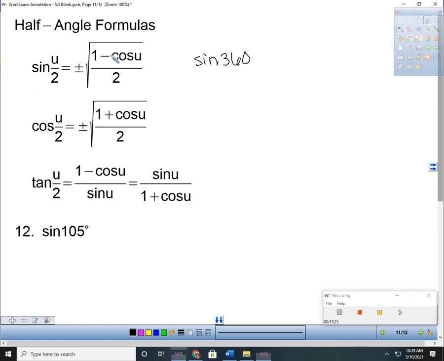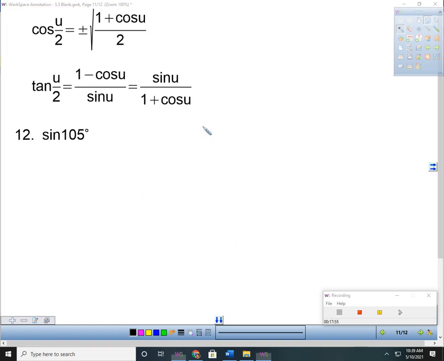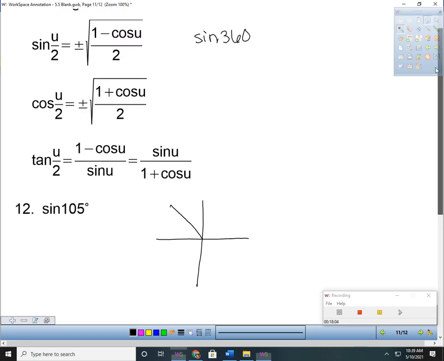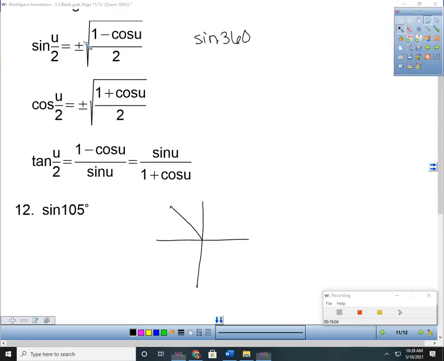So my half angle formulas are listed here. Tangent actually has 2 of them. I usually use this one right here, but you can use this one as well. So first thing you want to do is identify what quadrant you're in. 105, that is in quadrant 2 somewhere. And the reason we need that information is because if I'm doing sine, I have a positive and a negative option for that root.